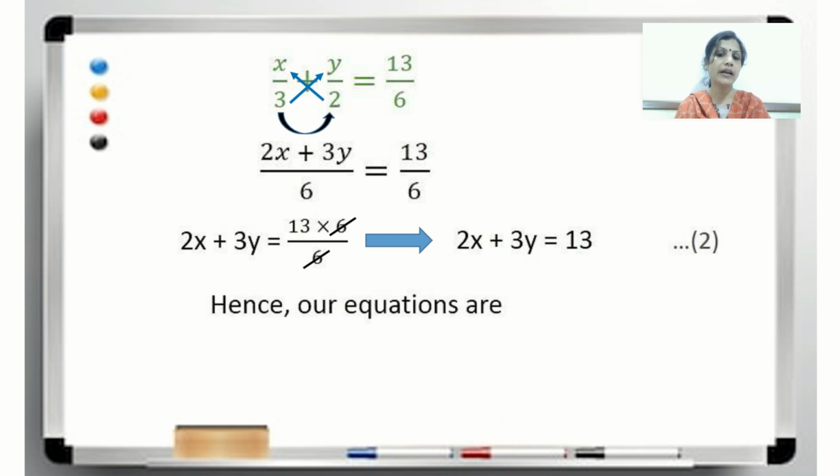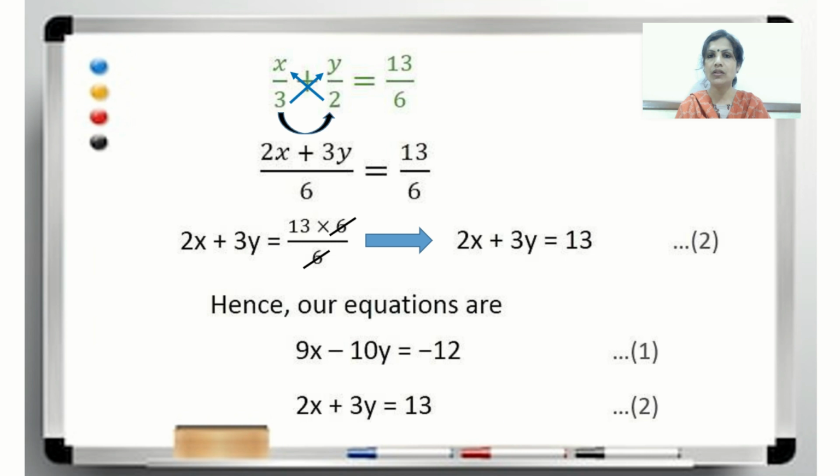So 9x minus 10y is equal to minus 12 is our equation 1, and 2x plus 3y is equal to 13 is our equation 2. Now it's easy for us to solve it by substitution method. For substitution method, you have to substitute either for the value of x or for the value of y, depending upon whichever equation is simple. But in our case, both the equations are not very simple. Both the equations have got coefficients. So any equation you take, it is one and the same.